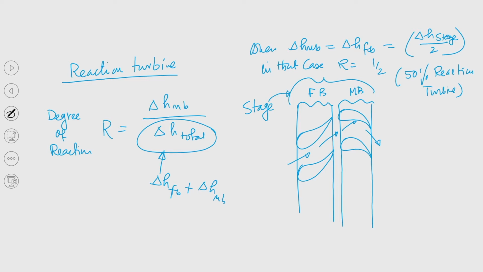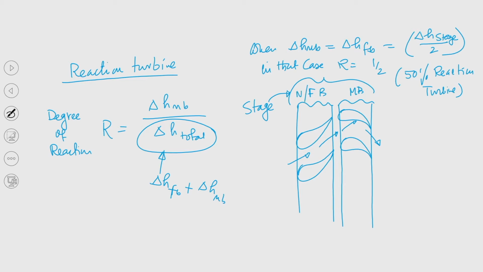Okay. Now, you can see that this is the first row of moving blades. If we compare, in case of an impulse turbine initially we had a nozzle where the entire pressure drop takes place, but in case of the reaction turbine the pressure drop takes place both in the fixed blades and in the moving blades. So, this is the fixed blades or nozzle.